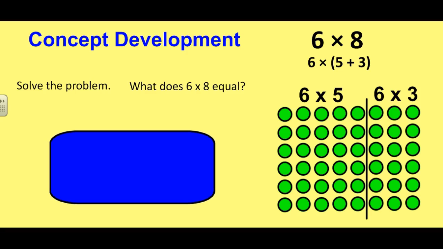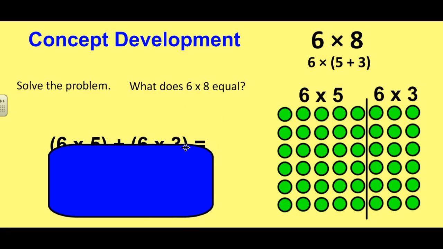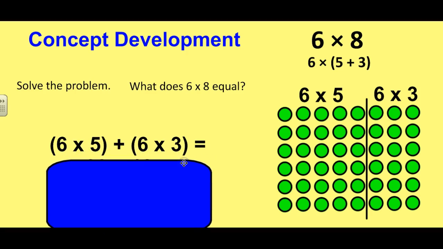times 3. And I know that 6 times 5, you may be thinking, okay, I'm going to skip count by sixes 5 times. But anytime you see the number 5 in a multiplication equation, I automatically want you to think, okay, I can skip count by 5s to help me solve this. So, what I want to see on your board is 6 times 5 plus 6 times 3, and I would like for you to write it the way that I just showed you on this screen.